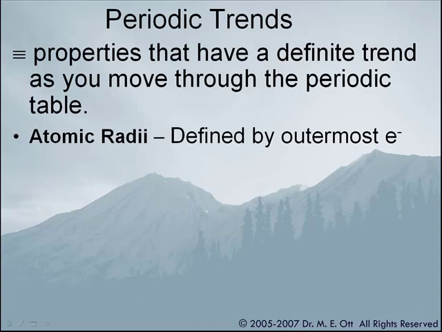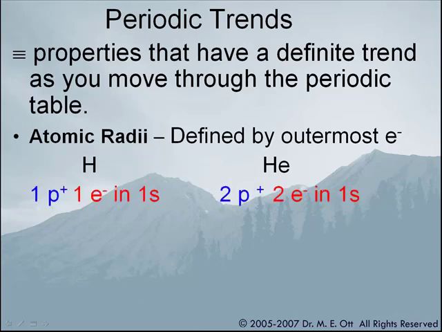So atomic radius is defined by the average distance of the outermost electrons, so the distance from the nucleus to those outermost electrons. Let's consider for a moment two atoms, hydrogen and helium. The outermost electrons in those two atoms are in the 1s orbital. In hydrogen, there is one proton in the nucleus, and one electron in that 1s orbital. In helium, however, there are two protons and two electrons in the same 1s orbital. So the question is, which one of these is smaller?